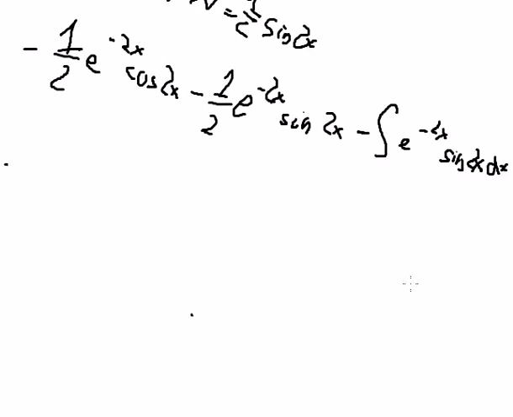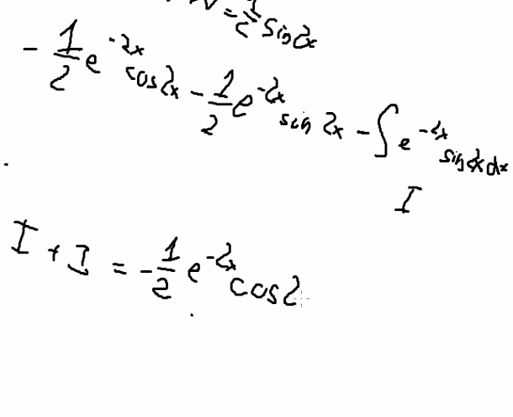so we put this one as capital I. So we got I plus I in here. So that should be equal to negative 1 over 2 e to the power of negative 2s cosine 2s negative 1 over 2 e to the power of negative 2s sine 2s. This one you got 2I.